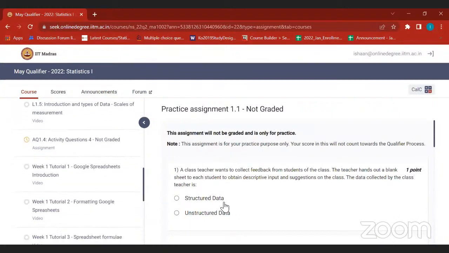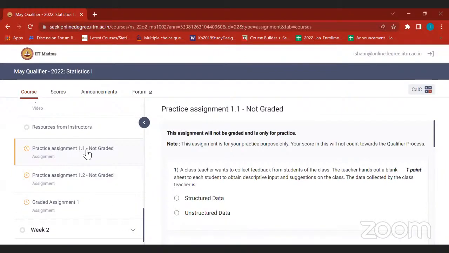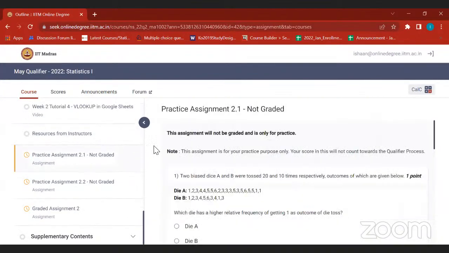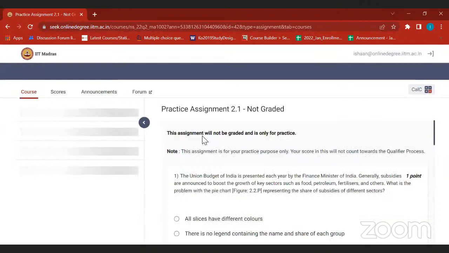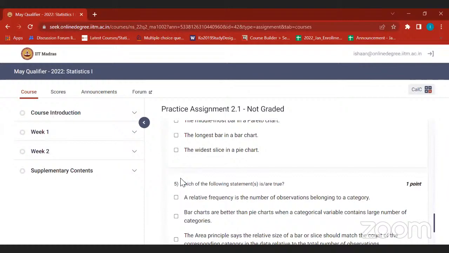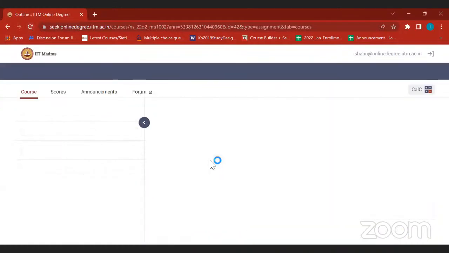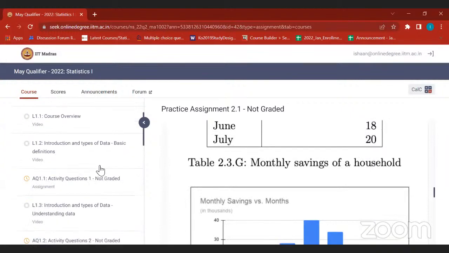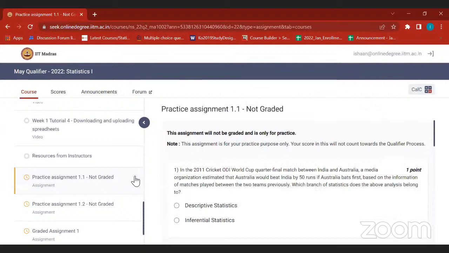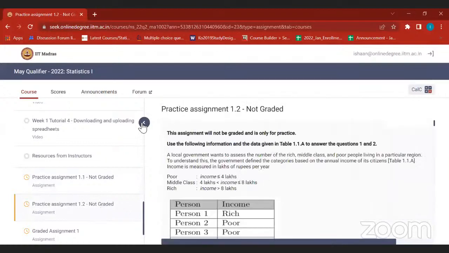Sir, only practice assignment 1.1 can be refreshed, or all of them? The first practice assignment, like 1.1, every time you refresh, you will get a new set of questions. Sir, also practice assignment 2.1. But sir, every time you refresh, which will be considered for marking? We have all the data in the backend. See, practice assignment 2.1, every time you refresh, you will have a new set of 5 questions. So if you want to practice more questions, just refresh the first practice assignment of whichever week you are practicing. You will get a new set of questions every time. The second practice assignment will have fixed questions.